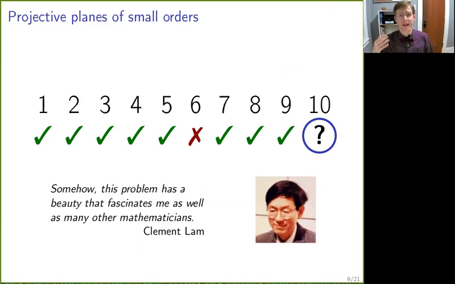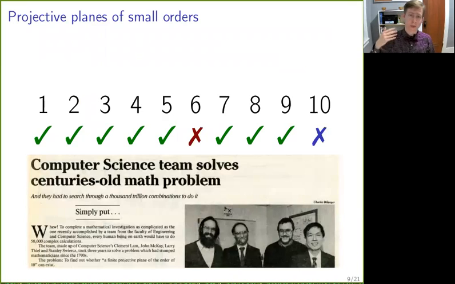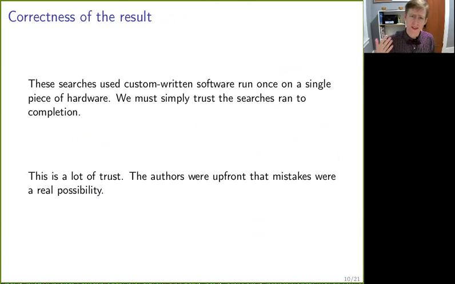And indeed, Clement Lam studied this problem extensively in the 1980s. Hence, the problem was named after him. In fact, with his team of researchers, he actually solved the problem using a massive supercomputer search. So was this a correct solution? It's not a proof in the mathematical sense of the word because it used custom-written software. Moreover, the software was run a single time on a single piece of hardware and no certificates were produced. So at the end of the day, when the computer outputs search complete, how do you know? You just have to trust the computer.